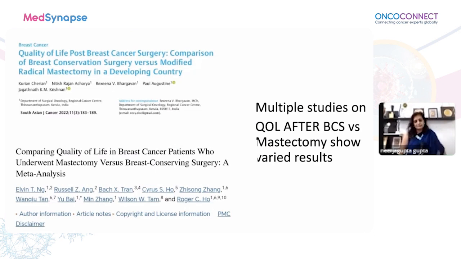So is breast conservation going to improve the quality of life of the patient? Multiple studies have been done in this direction, and there are varied results. A few Indian studies, one from Mumbai with 50 patients, and a meta-analysis of several studies shows a favorable response when it comes to conservation, where the quality of life was definitely better. But there are different studies and varied results.